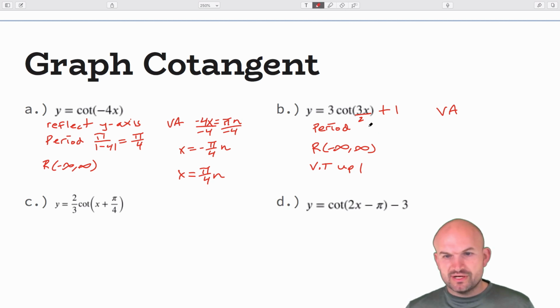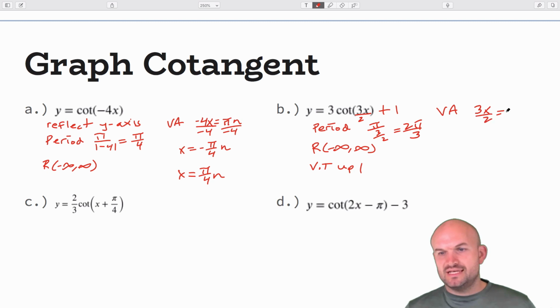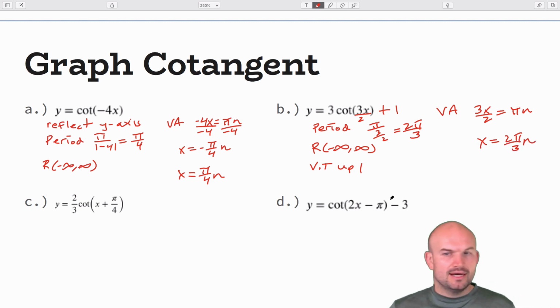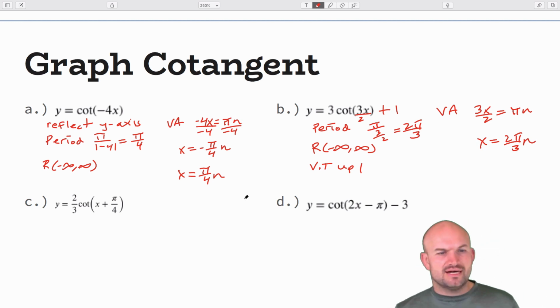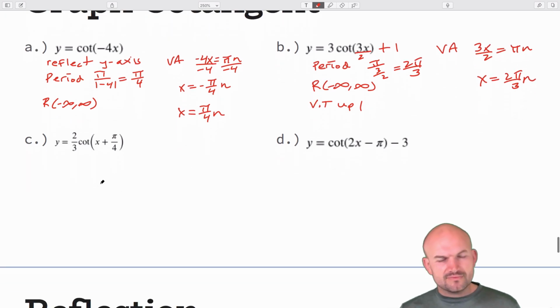All right. So the period is going to be pi divided by 3/2. Again, multiplied by reciprocal is 2 pi over 3. There we go. So now I have 3x over 2 equals pi n. So therefore x equals 2 pi over 3 n. Okay. And there you go. So I just want to kind of make it a little different because none of these that I changed here. Here I'm going to have a vertical compression.